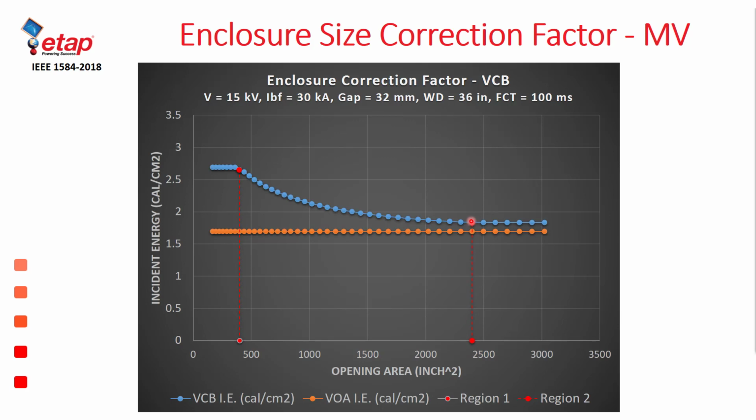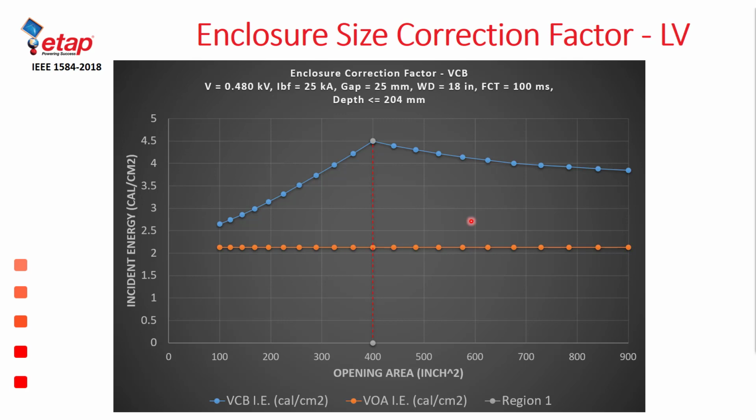I'd like to note before I move away from this slide that each of the three enclosed electrode configurations have separate correction factors. And here is an example of only the BCB, but the HCB and BCBB also have similar equations and considerations. Before I close out the enclosure size correction factor discussion, I'd like to mention also that the depth also plays a factor, but only in the low voltage part of the model.